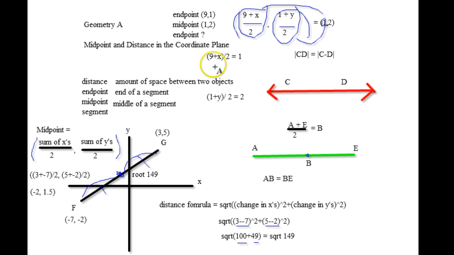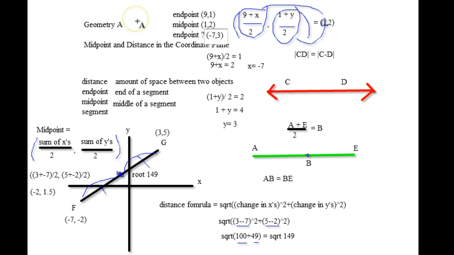So I'm going to times both sides by 2 here, and I get 9 plus x equals 2. And so I minus 9 from both sides, and I get x to be -7. Okay, I times both sides by 2 here, and I get 1 plus y equals 2, or sorry, 4. Okay, and then I minus 1, and I get y equals 3. Okay, so the other endpoint, or my answer, would be -7, 3.